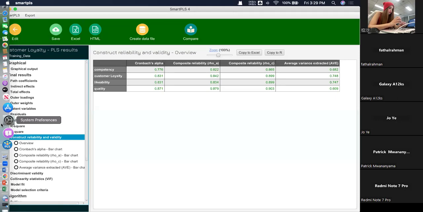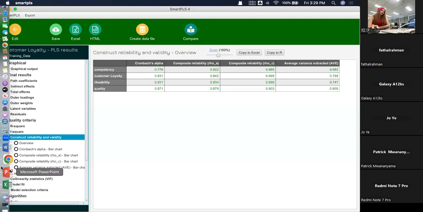But there is still academic discourse on this. As we all know, academia is non-conclusive. But this is the latest information from Hair et al. 2022.